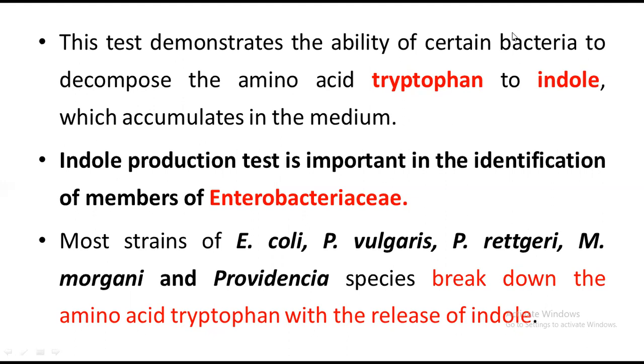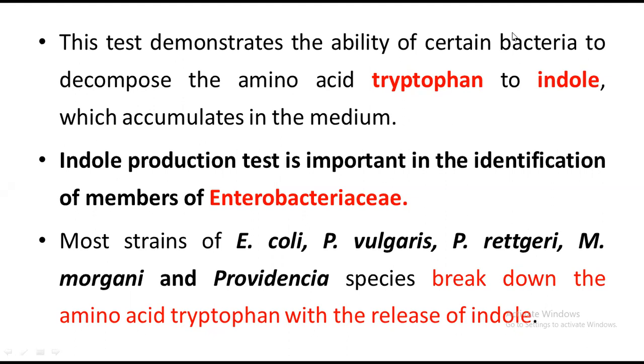So in simple terms, the principle is that we have to detect the tryptophanase enzyme, whether a bacterium contains the tryptophanase enzyme or not. If it contains the tryptophanase enzyme, it is a member of Enterobacteriaceae, and if it does not contain the tryptophanase enzyme, it is not a member of Enterobacteriaceae, so it gives a negative indole test. This is the principle of it. The indole production test is important in the identification of the members of Enterobacteriaceae.